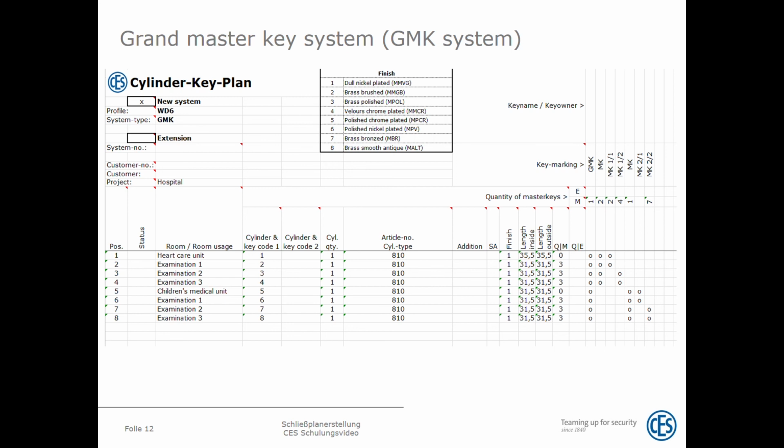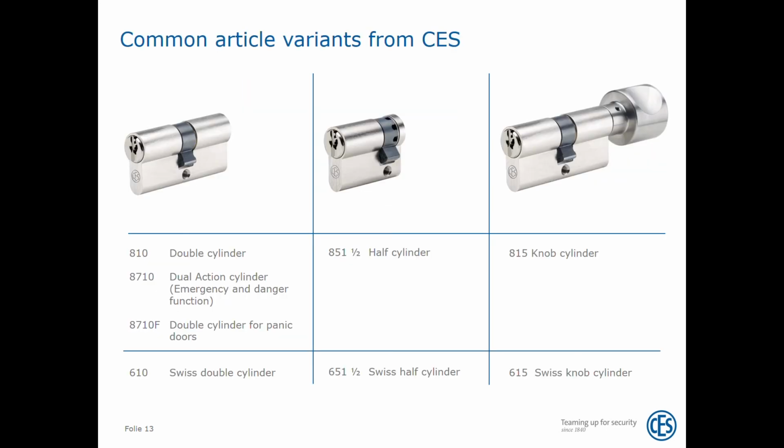Now, as promised, we will take a quick look at our most popular articles. In the front, you will always see a sequence of numbers. This is the article number. We have the regular profile double cylinder, the half cylinder, and knob cylinder. Here you have to specify the knob shape when ordering. We did that in the first example.